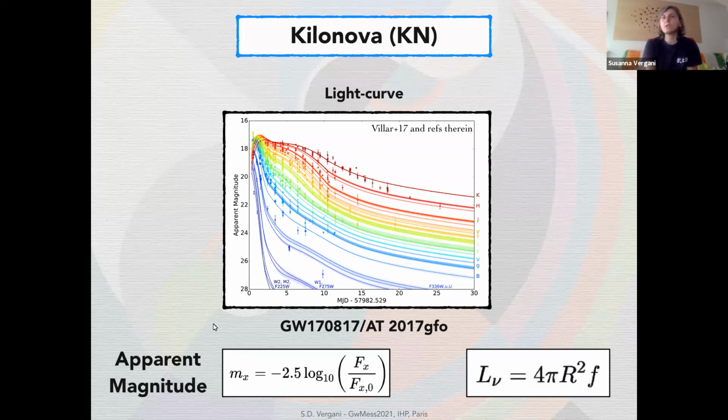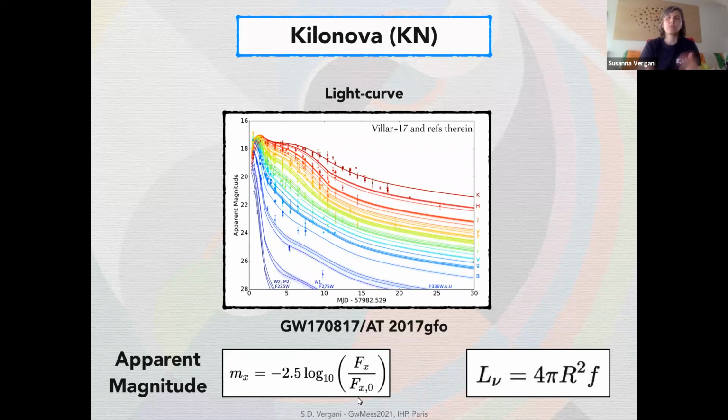So apparent magnitude is a unit that we use to quantify the flux of our object, and is related to the flux through this formula. An apparent magnitude at a certain frequency or wavelength is linked to the ratio of the flux at this particular frequency and the reference flux at that frequency.